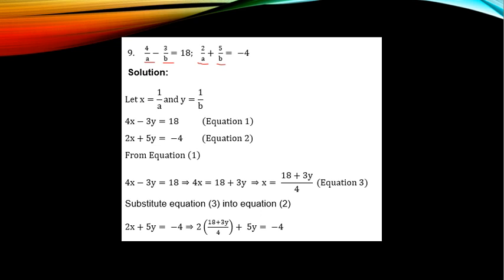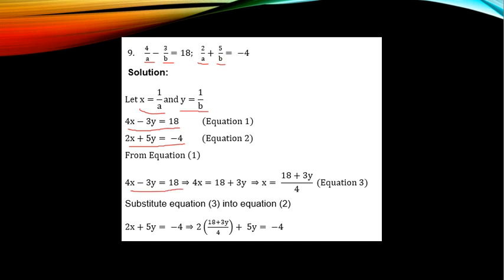So let s equal 1 over a and y equal 1 over b, after factoring out 1 over a and 1 over b across the two equations. So you have 4s minus 3y equals 18, and 2s plus 5y equals minus 4. By this method, let us recall equation 1, that is 4s minus 3y equals 18.